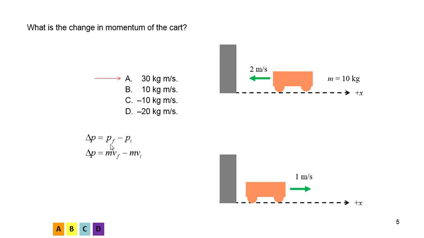To calculate p final, I would just do my mass times v final, where v final is 1 meter per second. And to calculate p initial, I would do my mass times v initial, and v initial has to be negative 2 meters per second. It has to be negative because it's going to the left. So I have my mass times v final, which is positive 1, minus my mass times v initial, which is negative 2, the negative because it's going to the left. And so I find that delta p is equal to 30 kilograms meters per second.